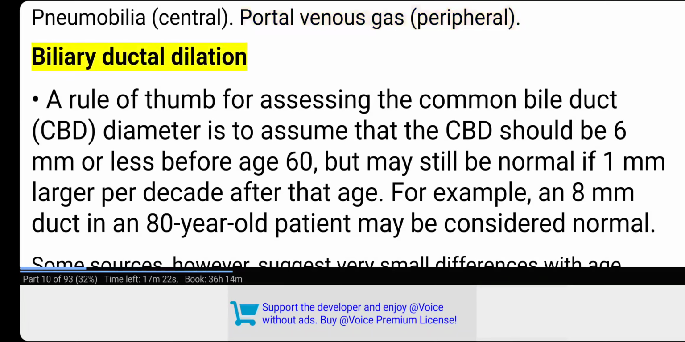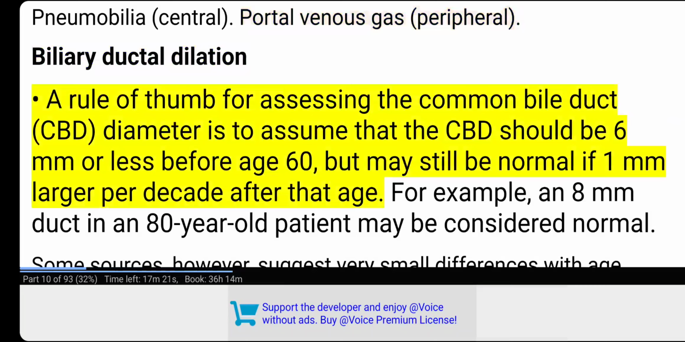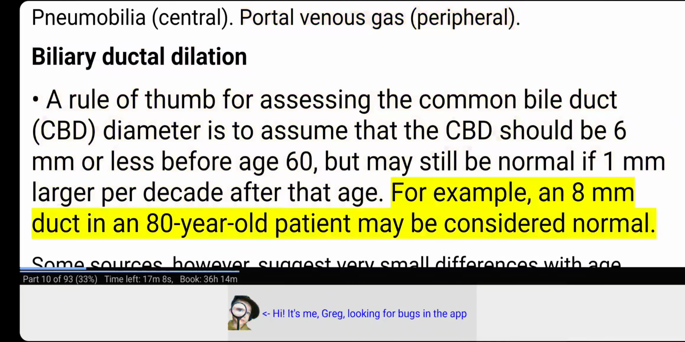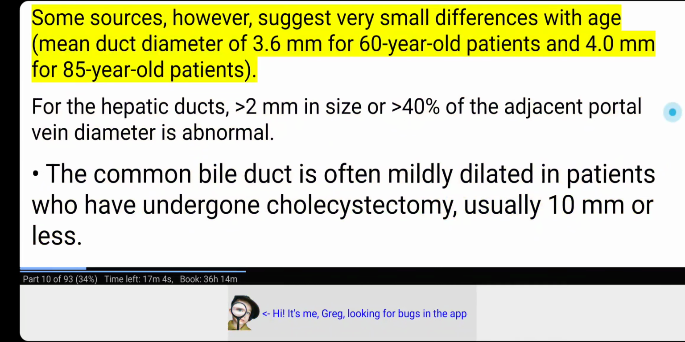Biliary ductal dilation. A rule of thumb for assessing the common bile duct (CBD) diameter is to assume that the CBD should be 6 mm or less before age 60, but may still be normal if 1 mm larger per decade after that age. For example, an 8 mm duct in an 80-year-old patient may be considered normal. Some sources, however, suggest very small differences with age. Mean duct diameter of 3.6 mm for 60-year-old patients and 4.0 mm for 85-year-old patients.